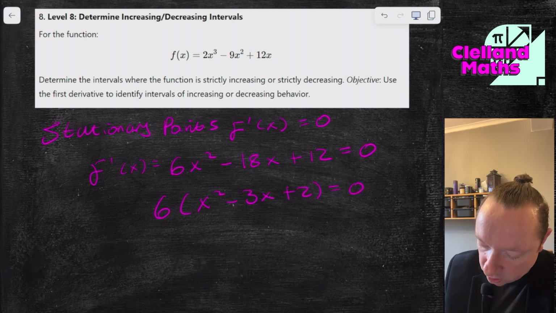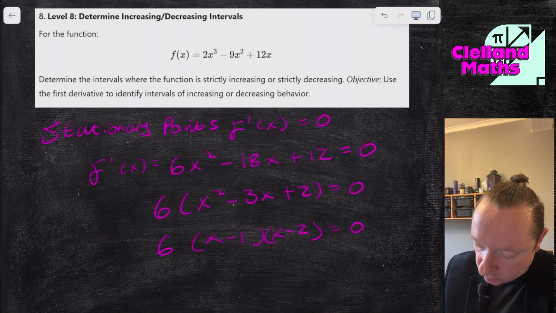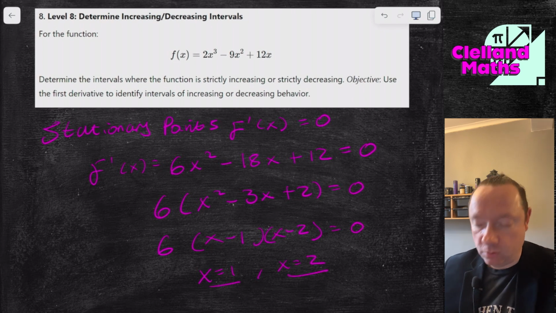That's quite nice actually, because it means I can double bracket that and get x and x, 2 and 1. And 2 1's is 2, minus 2 minus 1's minus 3. So that means that I've got a stationary point at x equal 1 and a stationary point at x equal 2. So now I need to look at the nature of those stationary points.